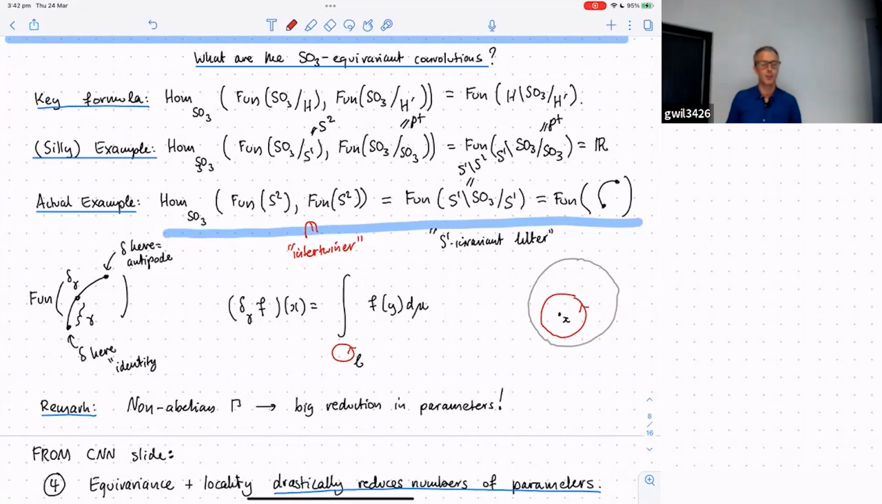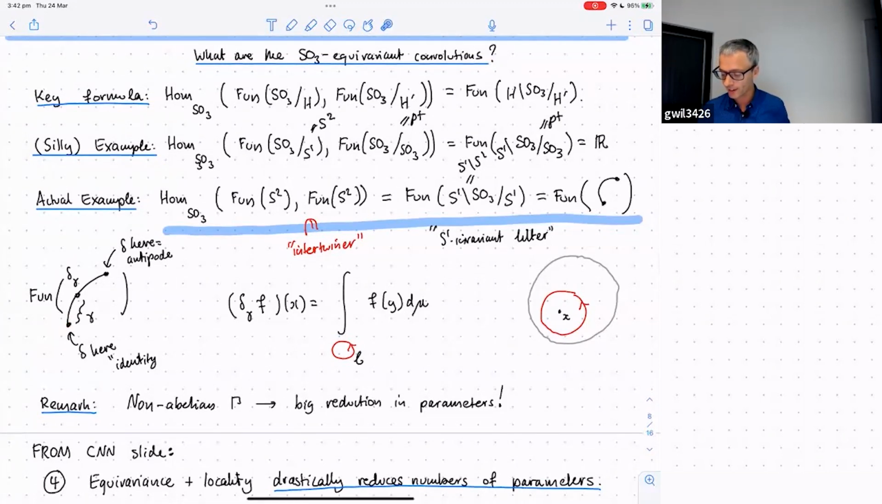So intertwiner is synonymous with SO3 equivariant linear map. One way to understand these things is to try to look at delta functions. A delta function at the identity, at this base point, is just the identity. A delta function at this end is the antipode. But what is going on in the middle? You're seeking a continuous family of operators which interpolates between the identity and the antipode.